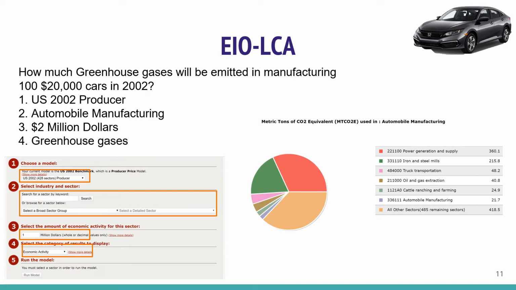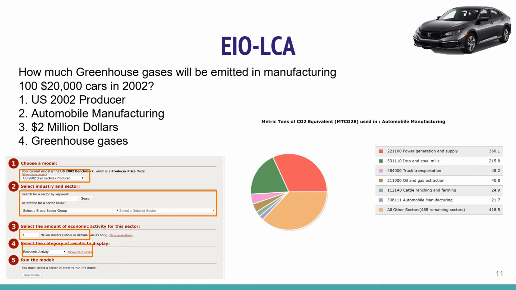So now we're going to use the Economic Input-Output Lifecycle Assessment software provided by Carnegie Mellon University. The display looks like the box down to the lower left, and in those boxes we would fill in answers 1 through 4. So our question is, how much greenhouse gases will be emitted in manufacturing 100 $20,000 cars in 2002. An example of that car would be like a Honda Civic.